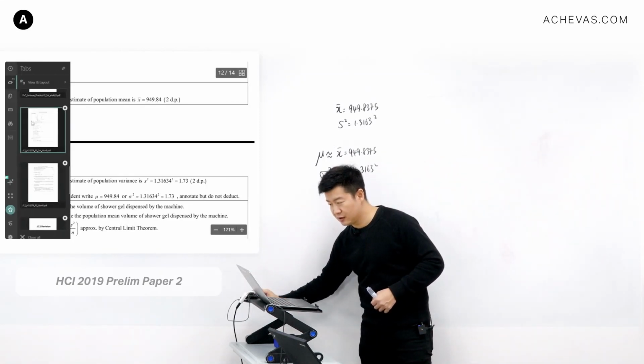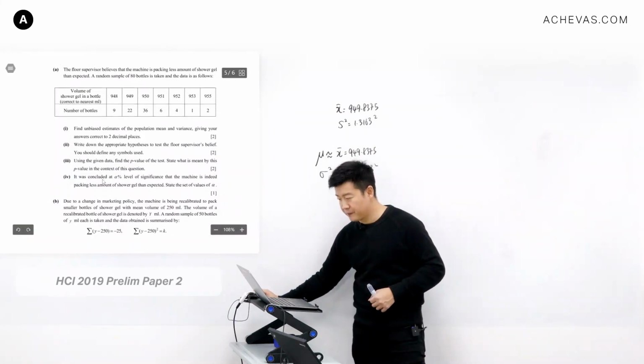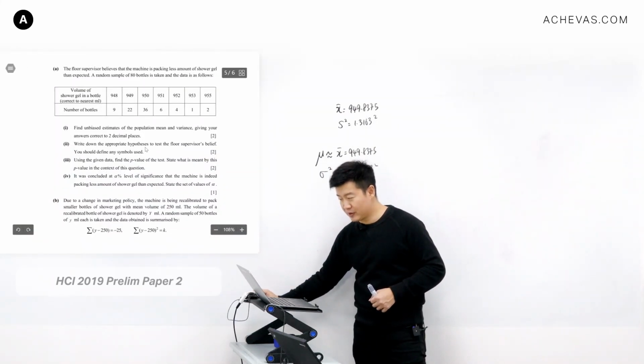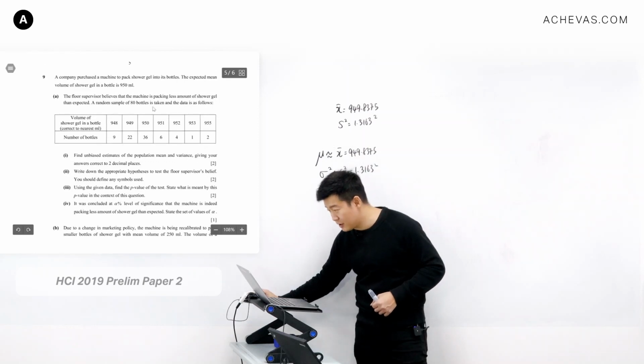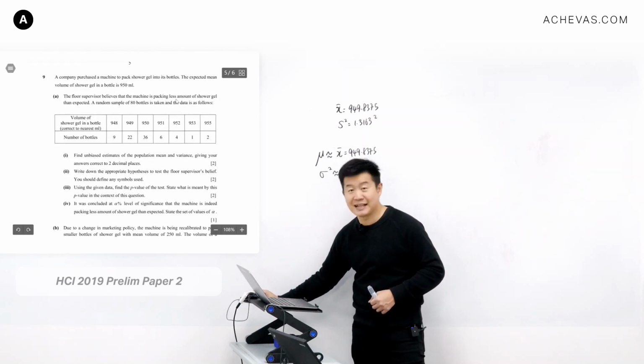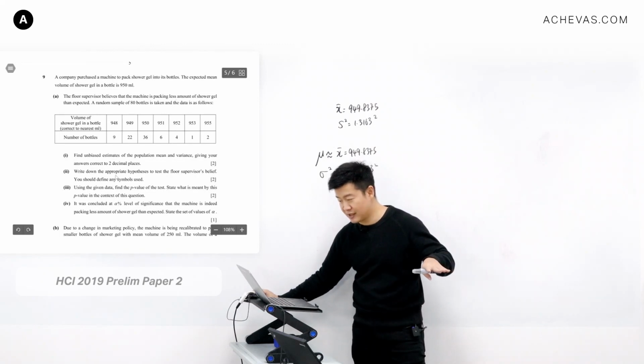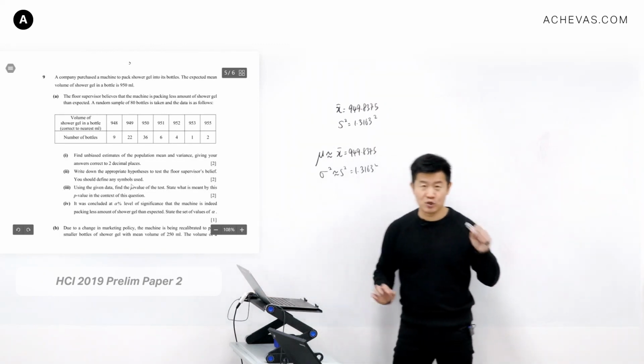And then, the next part. Write down the appropriate hypothesis to test the supervisor's belief. The supervisor believed that the amount is less than. Okay, so it's going to be a left tail test. You should define any symbols used.